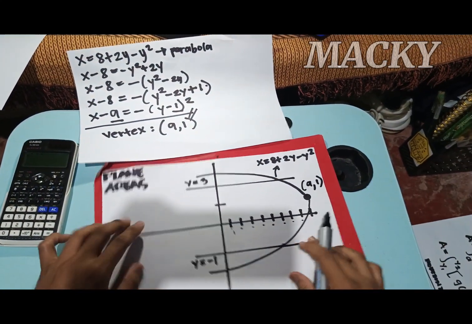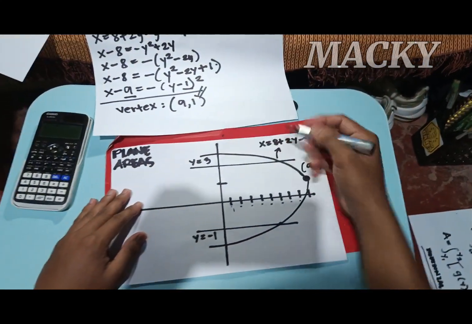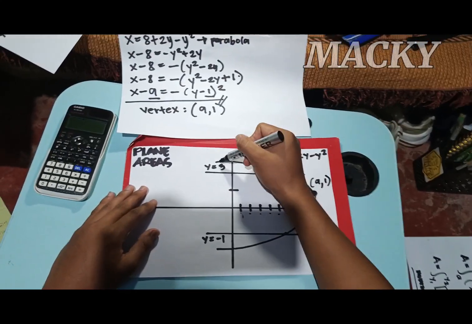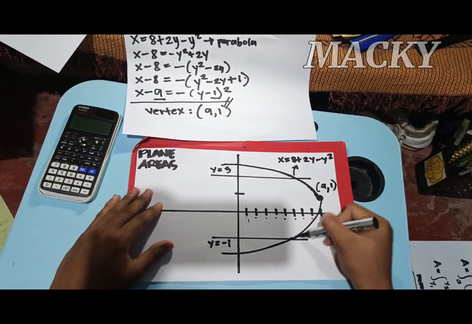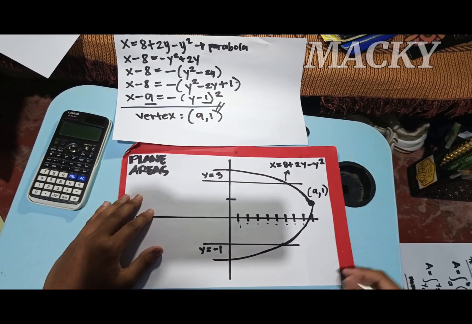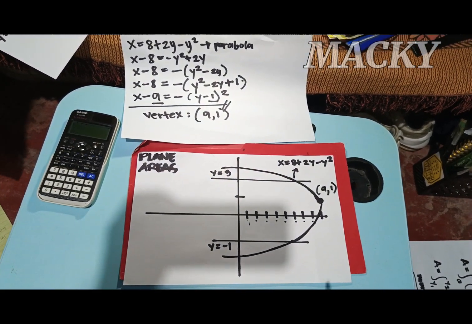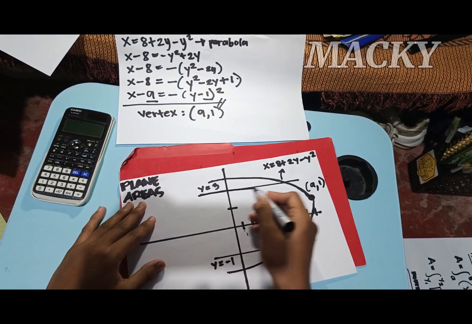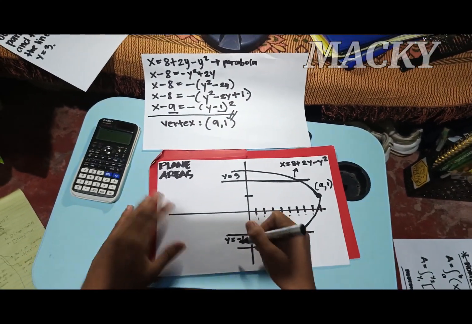So this is the formation of the parabola. Our parabola is x equal to 8 plus 2y minus y squared. This is the parabola formed on the Cartesian plane with the help of the given vertex. Here, since we formed lines, these are the limits, as if we placed lines here. So this one is y equal to negative 1.